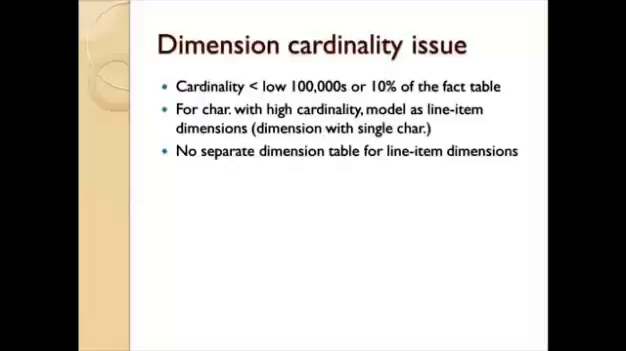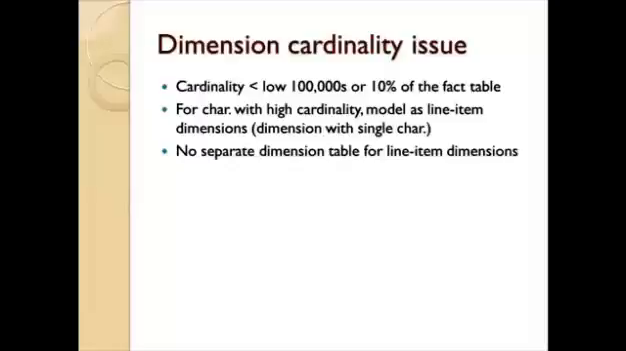And what if you have more than 100,000 records? For instance, a large company can easily have a large number of raw materials or products, parts that they stock, employees, or customers that easily exceed 100,000. If you have that kind of situation, they are known as high cardinality characteristics. Then we will model them as line item dimensions.